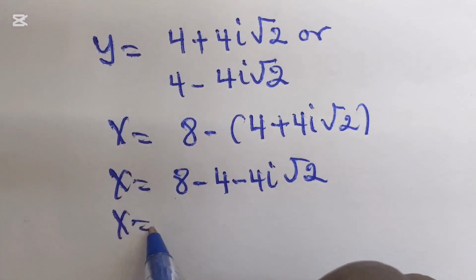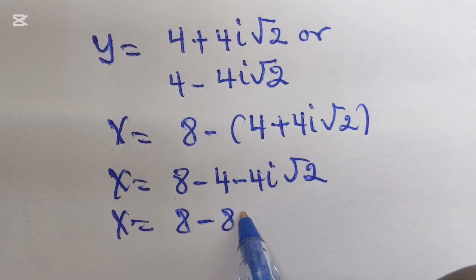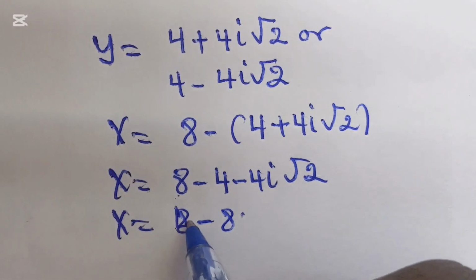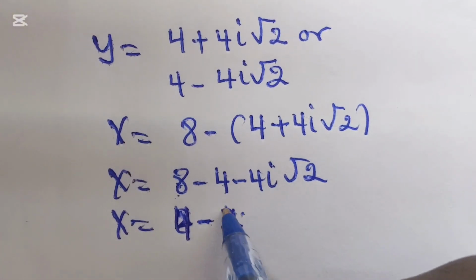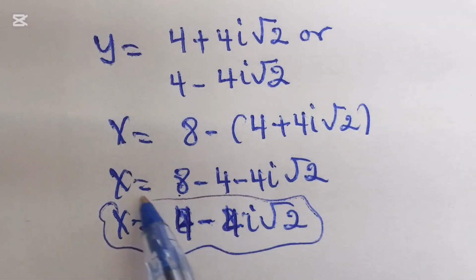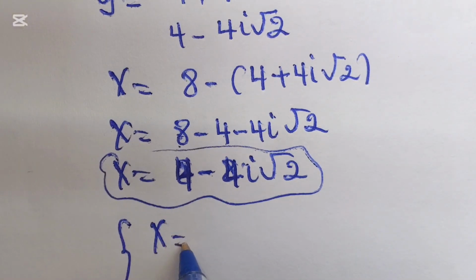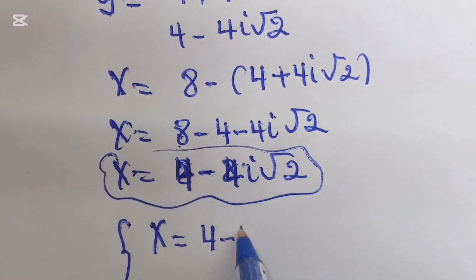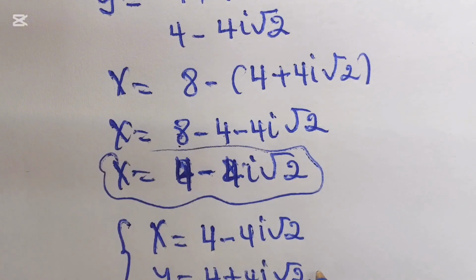And here x will be equal to 8 minus 4, sorry, 8 minus 4 is equal to 4 minus 4i square root of 2, okay? To mean that the first solution is x equal to 4 minus 4i square root of 2 when y equals 4 plus 4i square root of 2, right?